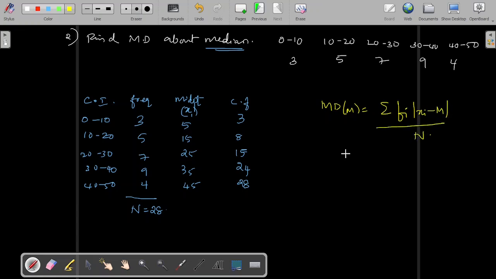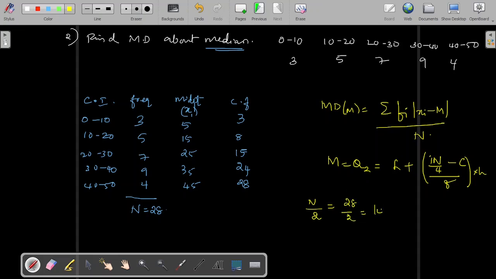So we need the median. Median is nothing but the second quartile, Q2. How to find out the median? L plus (n by 4 minus c) by f into h. Here it is 2n by 4, which means n by 2 you will get. So n by 2, the second quartile, is called the median. So n by 2 is 28 by 2, which is equal to 14.